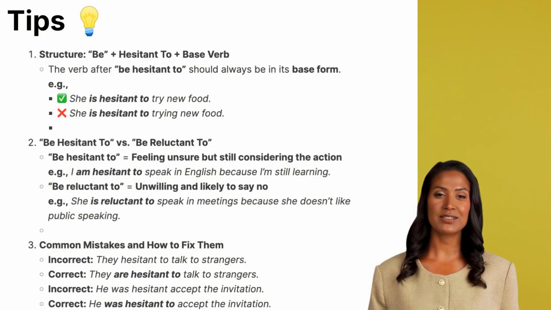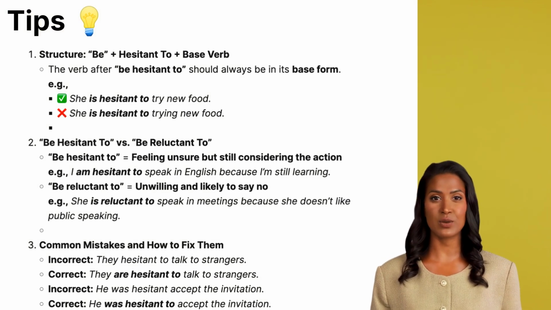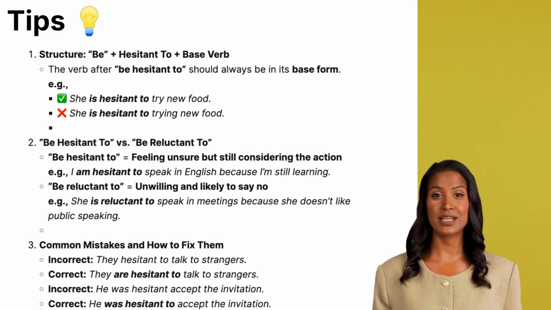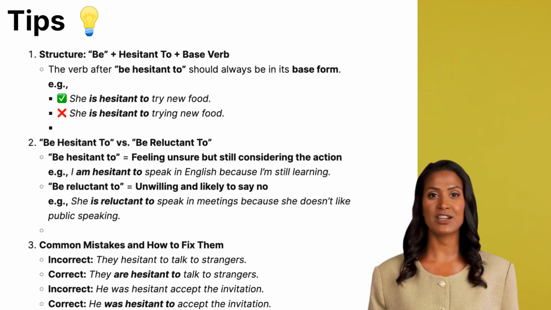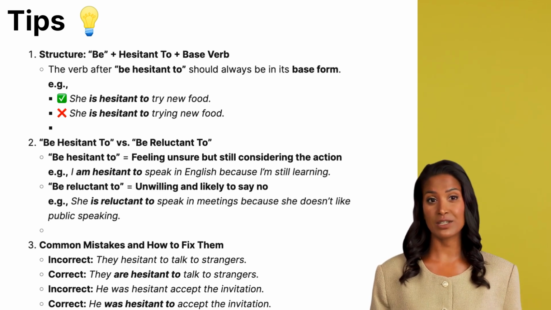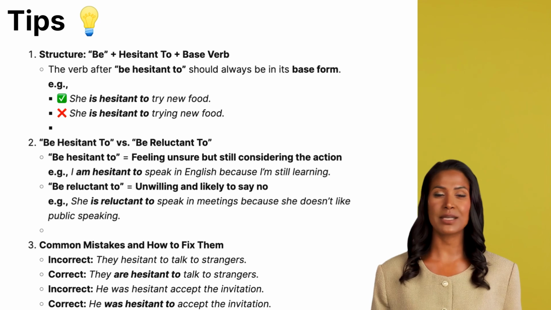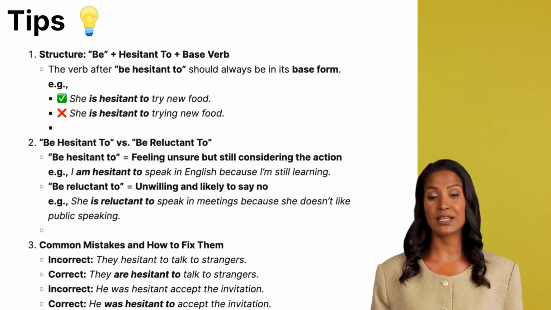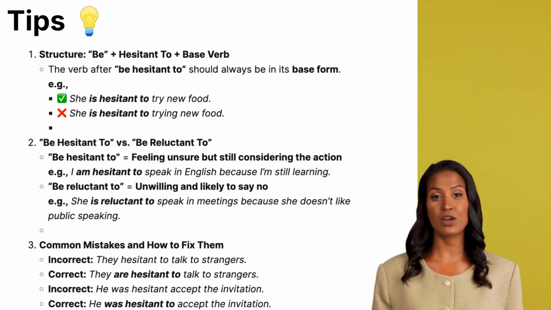Now that we've covered the different ways to use "be hesitant to," let's go over some important tips to help you use it naturally and correctly in conversations. 1. Structure: be plus hesitant to plus base verb. The verb after "be hesitant to" should always be in its base form, without -ing or "to" before it.